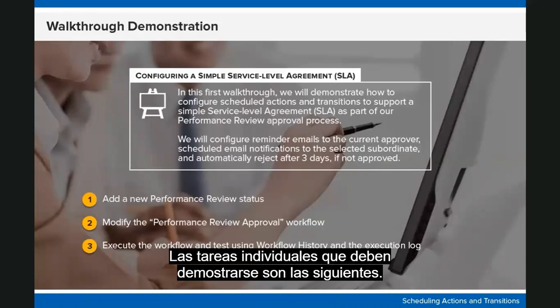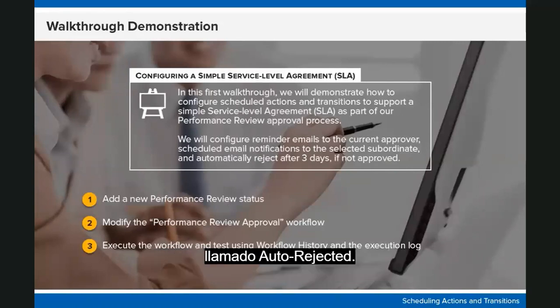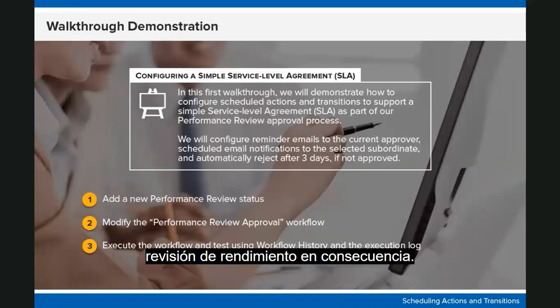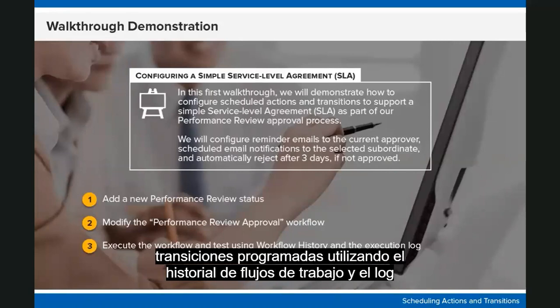The individual tasks to be demonstrated are as follows. First, we'll add a new performance review status called Auto Rejected. Then we'll modify our performance review approval workflow accordingly. Finally, we'll execute the workflow and test our scheduled actions and transitions utilizing workflow history and the workflow execution log.